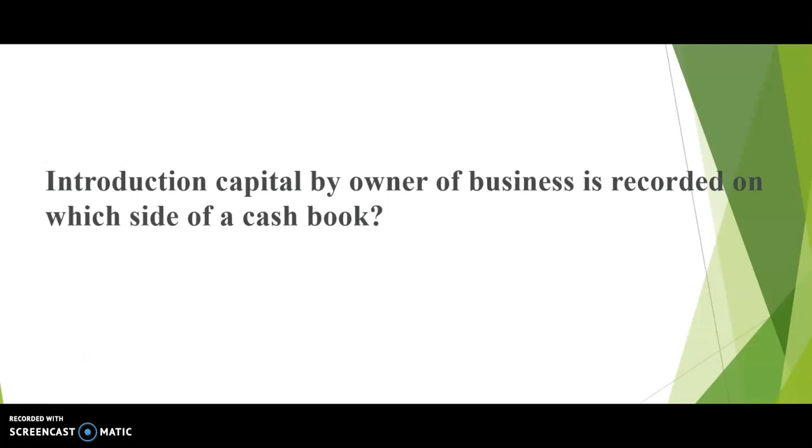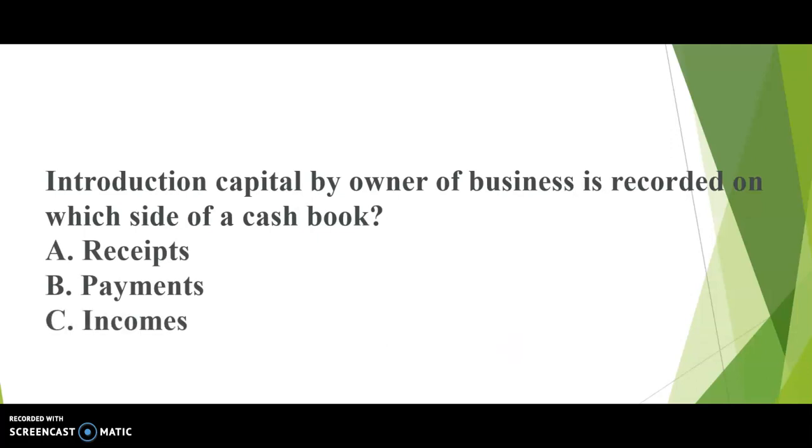Introduced capital by the owner of the business is recorded on which side of the cash book? Option A, on the receipt side; option B, on the payment side; option C, on the income side; or option D, considered as an expenditure. So, dear student, it is always recorded on the receipt side of the cash book, because whatever capital is invested in the business comes into the business in the form of cash.